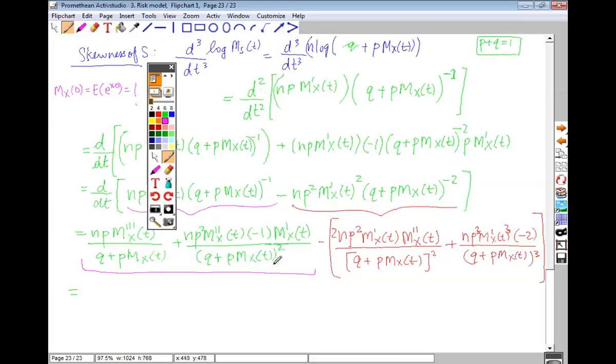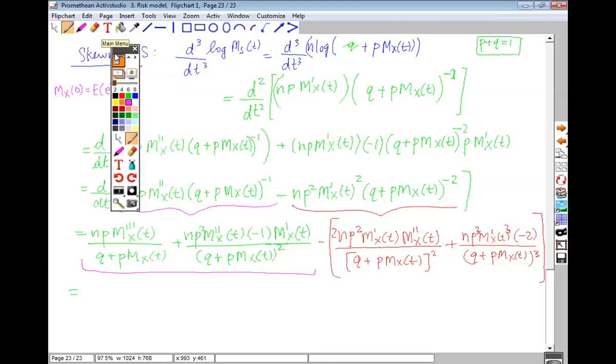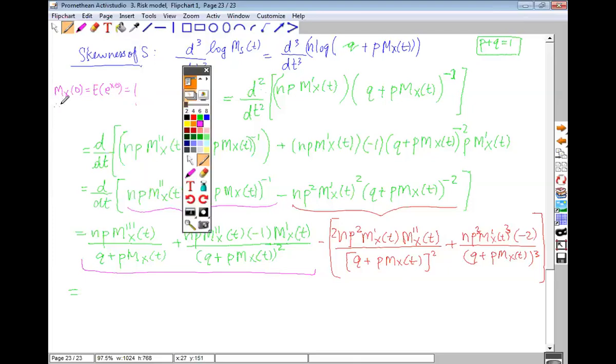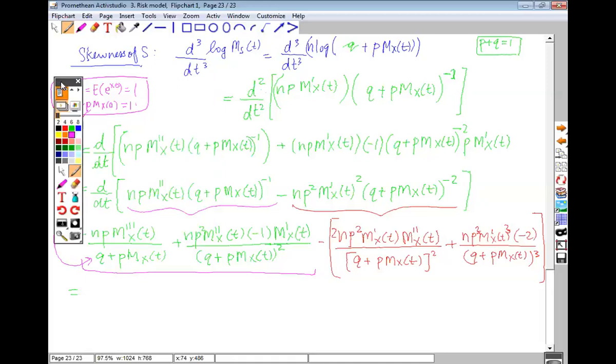This square is also going to be 1. This square is also going to be 1. And this cube is also going to be 1, right? So all the terms in the denominator go away. So we do not have to care about those terms now. So what are we left with? I'm going to write a note somewhere here. Therefore, (q plus p mx 0) is 1, right? And this happens here. Okay, so we have that now.